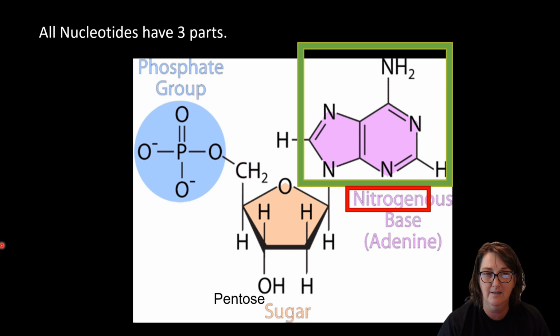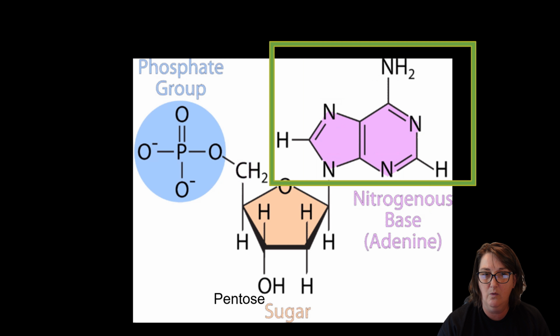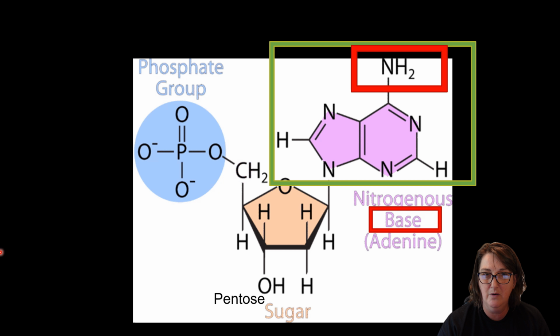What you notice is there's a bunch of nitrogens here, and all these nitrogens are going to make my nitrogenous base. I also know it's a base. So what is going to make this a base? It's going to be this amino group that I have up here at the top. Remember that amino group pulls hydrogen protons out of a solution so it can make a solution more basic. So this is going to have a basic property to it.